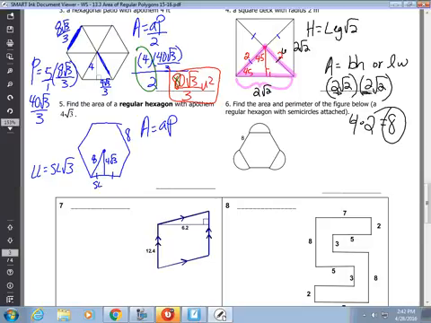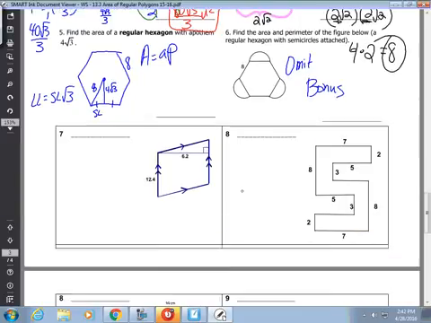On number 6, it says find the area and perimeter of the figure below, a regular polygon with semicircles attached. So we're going to go ahead and omit this. I'm going to make this a bonus. Okay? We'll come back to that.